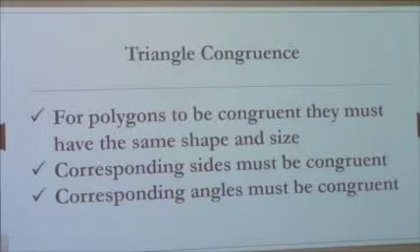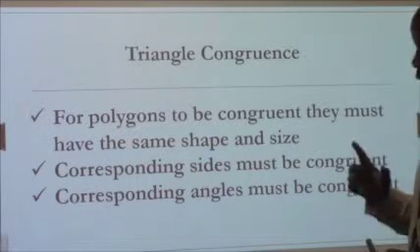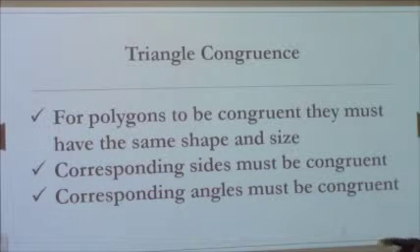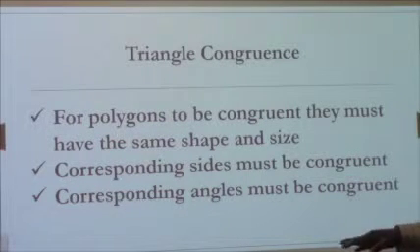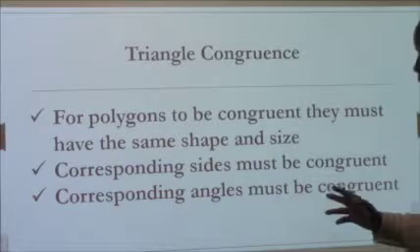For two triangles to be congruent, their corresponding sides must be congruent, as well as the corresponding angles must be congruent. So those are two conditions for triangles to be congruent. Corresponding sides must be congruent, and corresponding angles must be congruent.